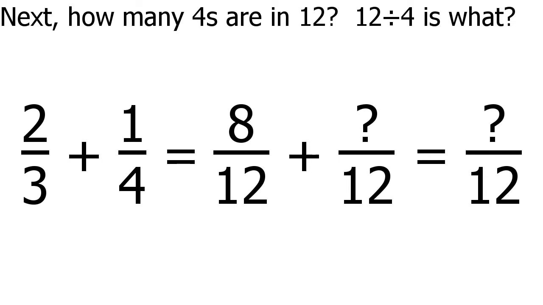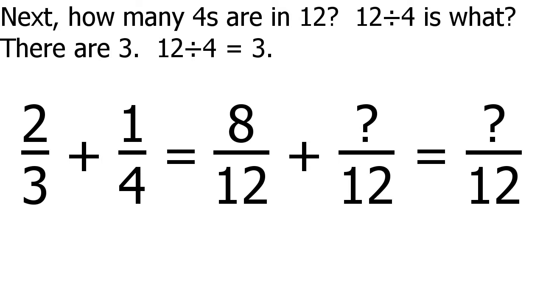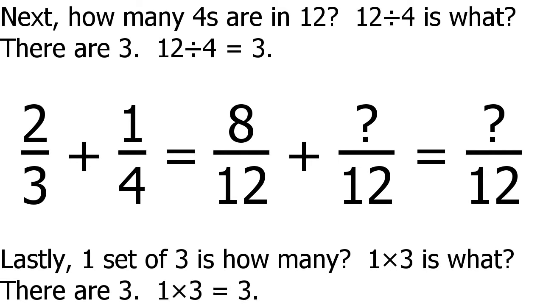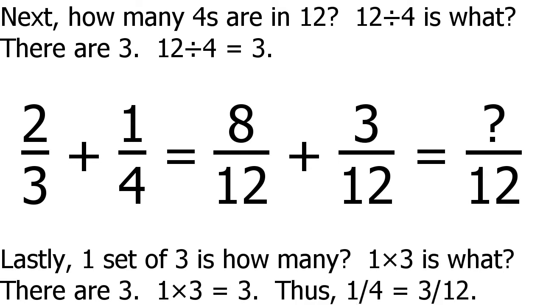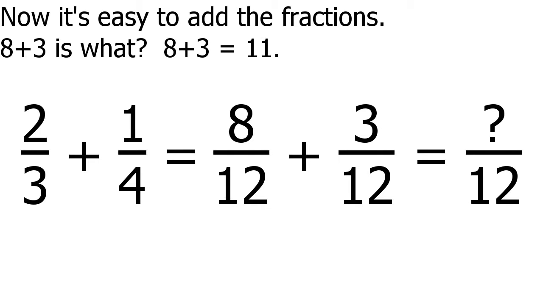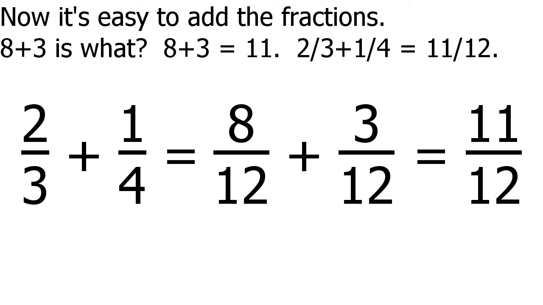12 divided by 4 is what? There are 3. 12 divided by 4 equals 3. Lastly, 1 set of 3 is how many? 1 times 3 is what? There are 3. 1 times 3 equals 3. Thus, 1/4 equals 3/12. Now it's easy to add the fractions. 8 plus 3 is what? 8 plus 3 equals 11. 2/3 plus 1/4 equals 11/12.